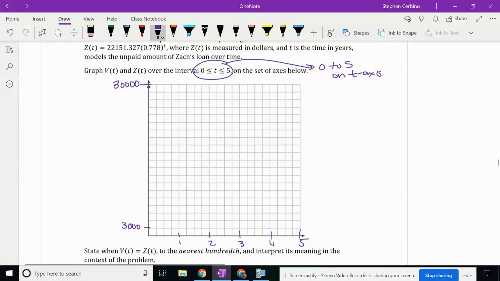Mr. Servino? Yes, sir. Isn't each box worth 1,500 because there's 20 boxes? Yeah, every 2 boxes is 3,000. Thank you, Oliver.